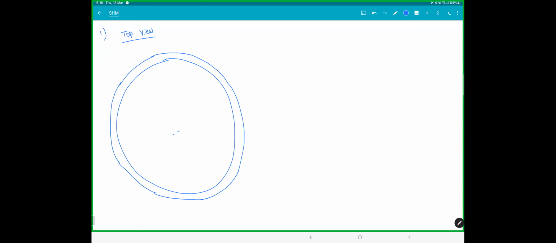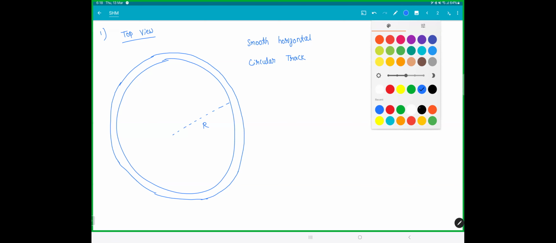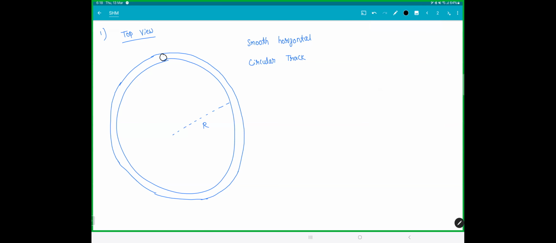We have a circular track of radius r. This is on the ground, smooth and horizontal, so there's no gravity. Now in this, you keep two identical balls, let's call them A and B, with the same mass, and e is equal to 1.